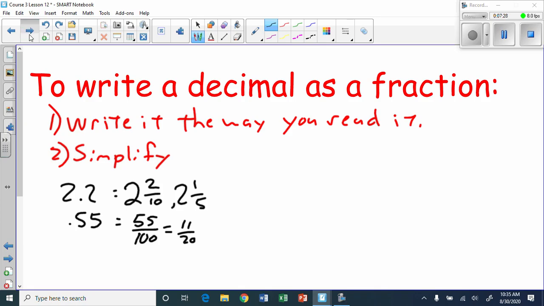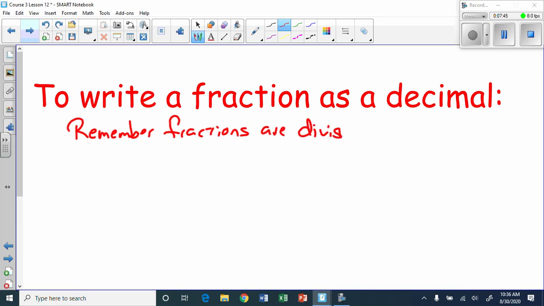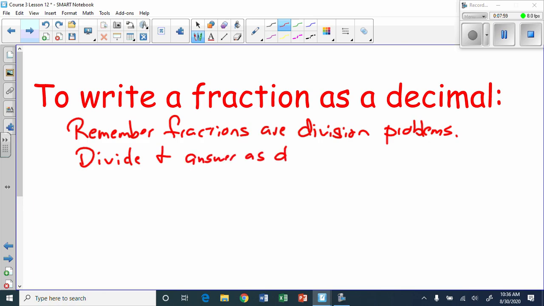To go the other way, to write a fraction as a decimal, I would simply state, to remember, fractions are division problems. So divide and answer as a decimal.